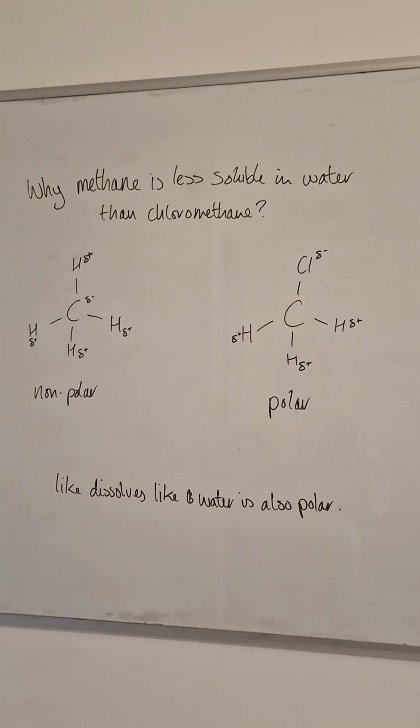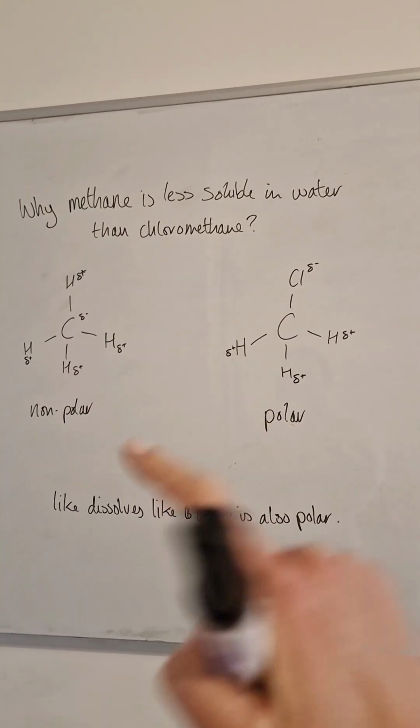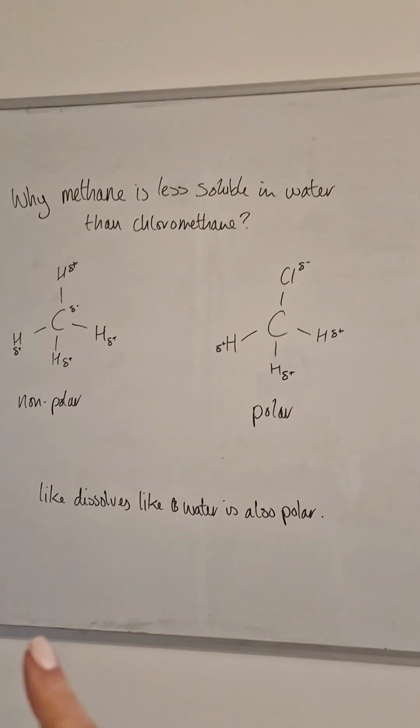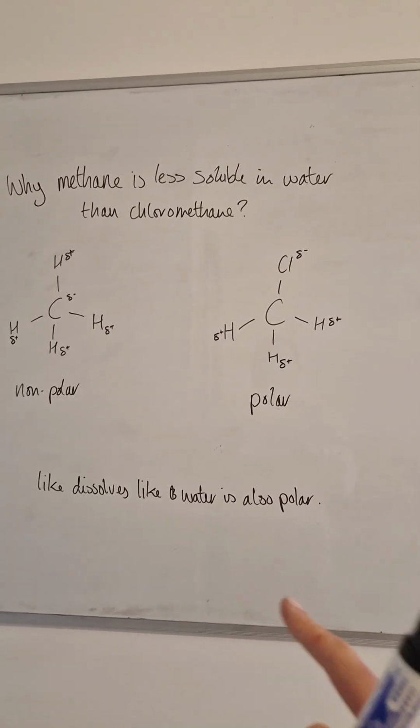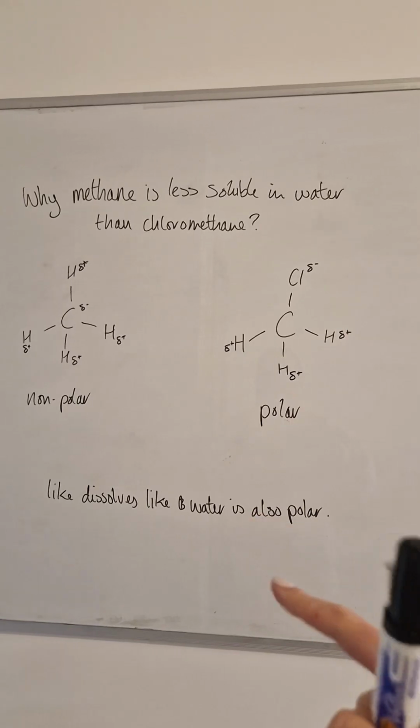So in their answer, most people would say methane is non-polar, chloromethane is polar, like dissolves like, and water is polar, so the chloromethane will be soluble in the polar water.